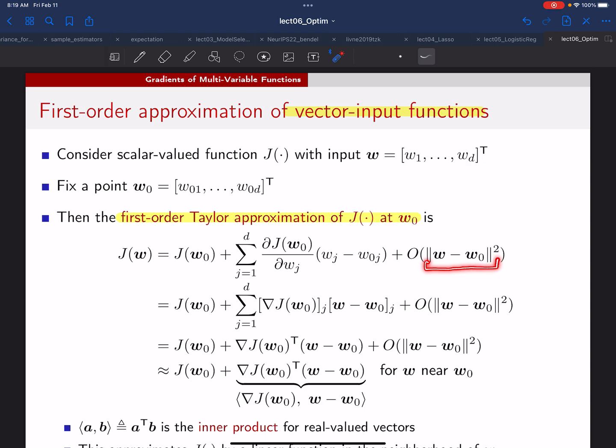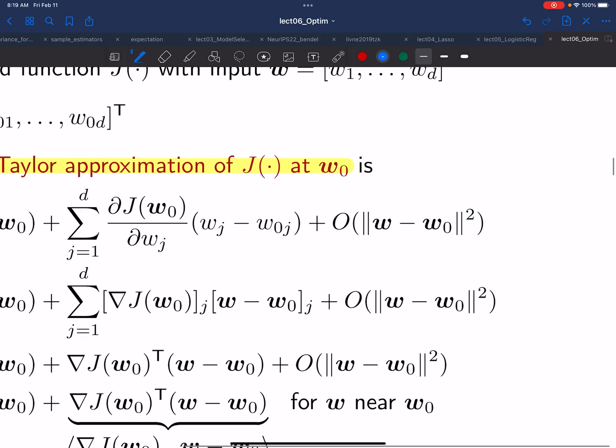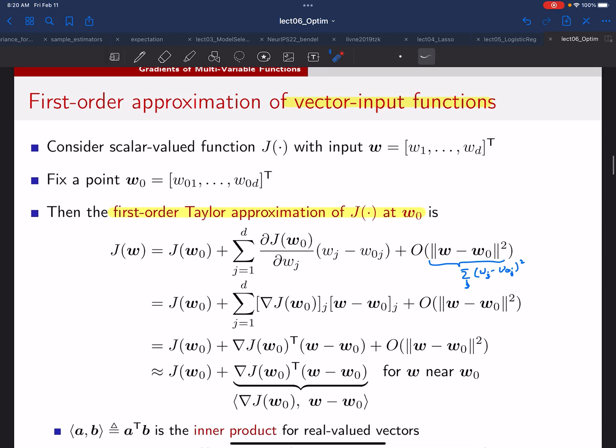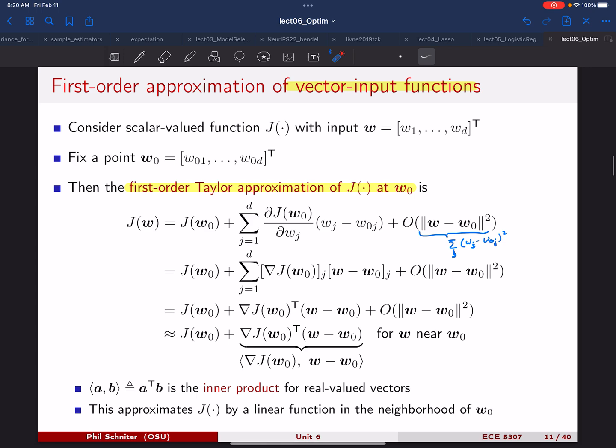This is the squared Euclidean norm of the error vector difference, or if you want to think about it in terms of a sum, you could say that this is a sum over j of w_j minus the reference point. Actually, I should probably use a j to be consistent. Okay, so we have a sum here, and now we have a sum here as well. Okay, is everybody with me here? So this is a Taylor series, but it's the Taylor series when you have multiple variables.